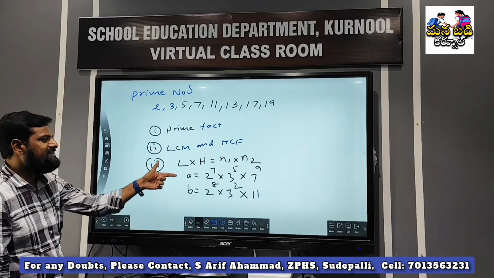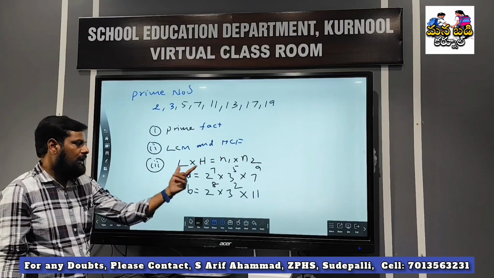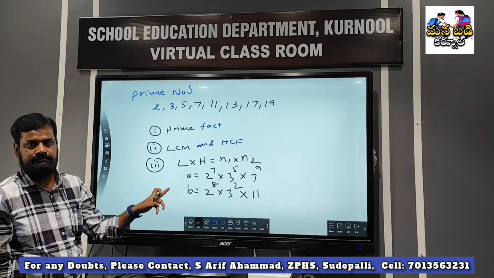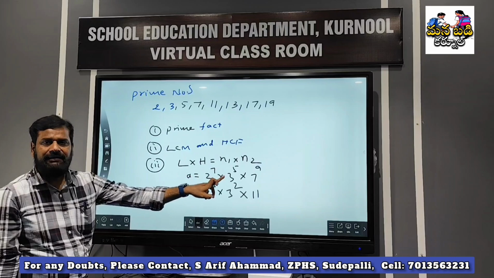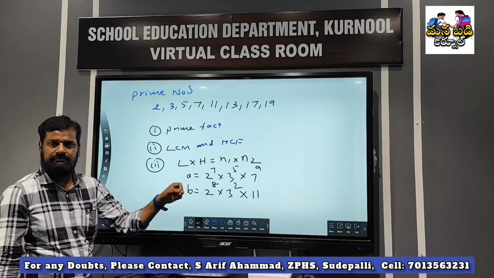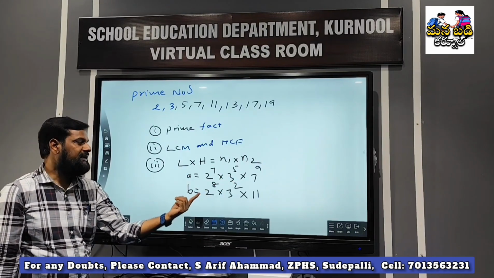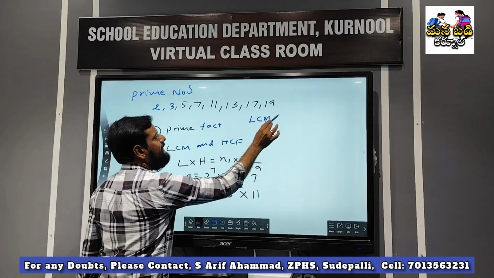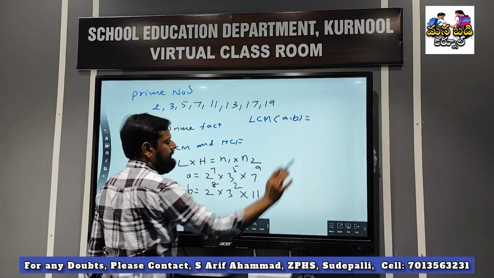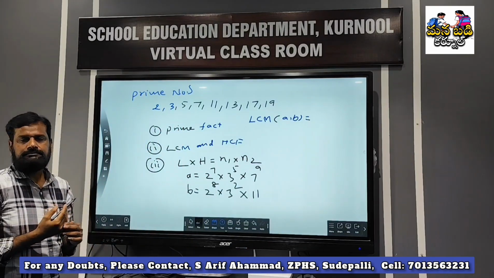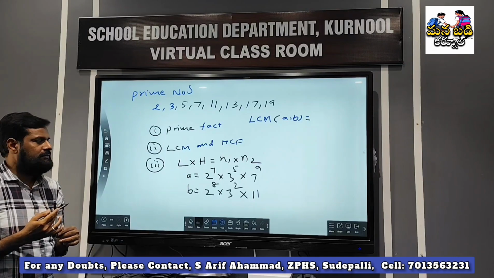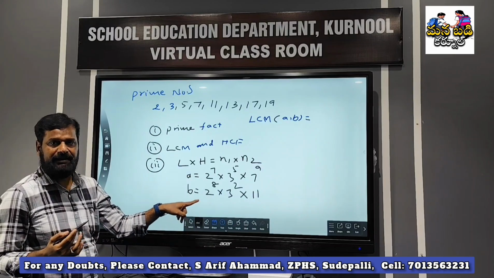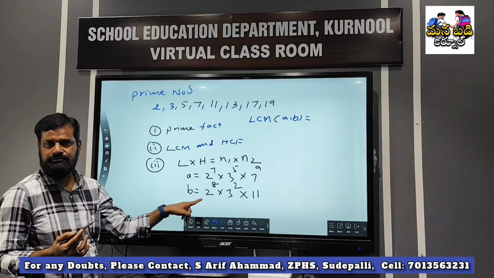I have written 2 numbers A and B. How to find LCM, how to find HCF. Already we did prime factorization. After doing prime factorization, now how to find LCM? Anybody? LCM of A and B. Okay. First we have to check the common bases, prime numbers. Here 2, here also base 2.